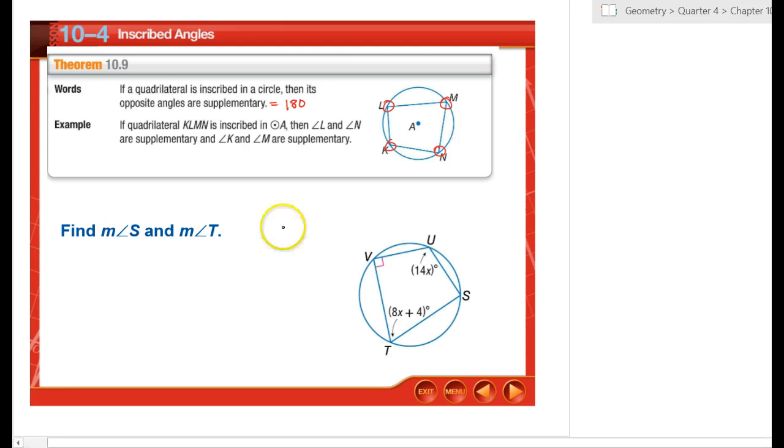So now I want to find S and T. Well, looking at this picture, I know U is 14x and T is 8x plus 4. But I also see that B is a right angle. Well, if opposite angles are supplementary, then that means that this is 90, so that this is 90, that's a right angle too. So angle S is 90.